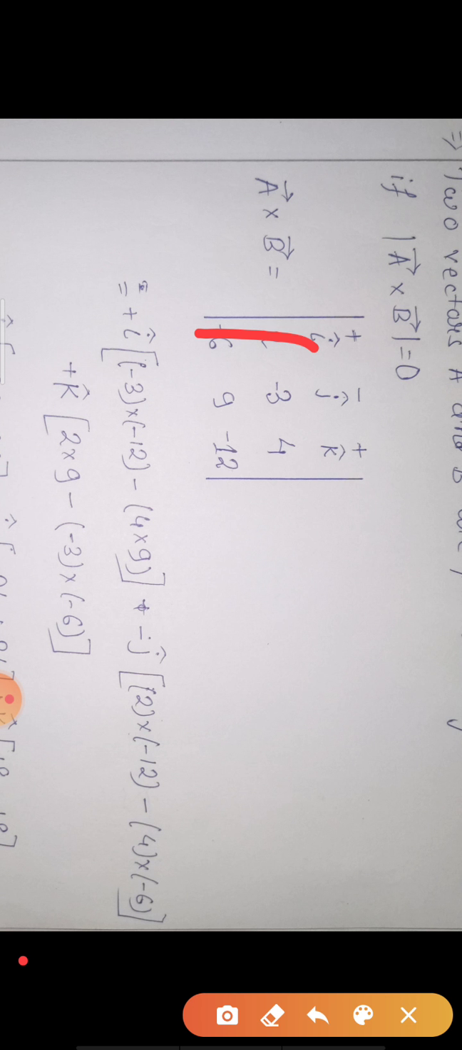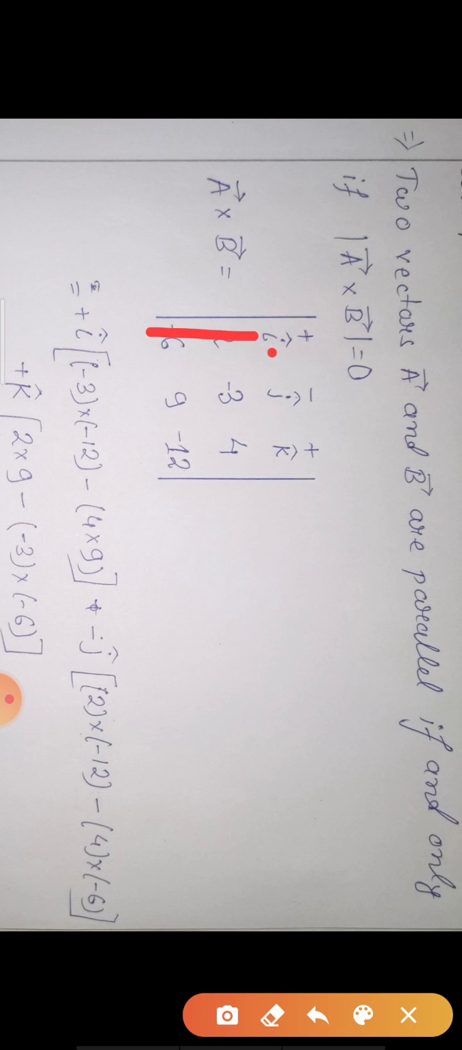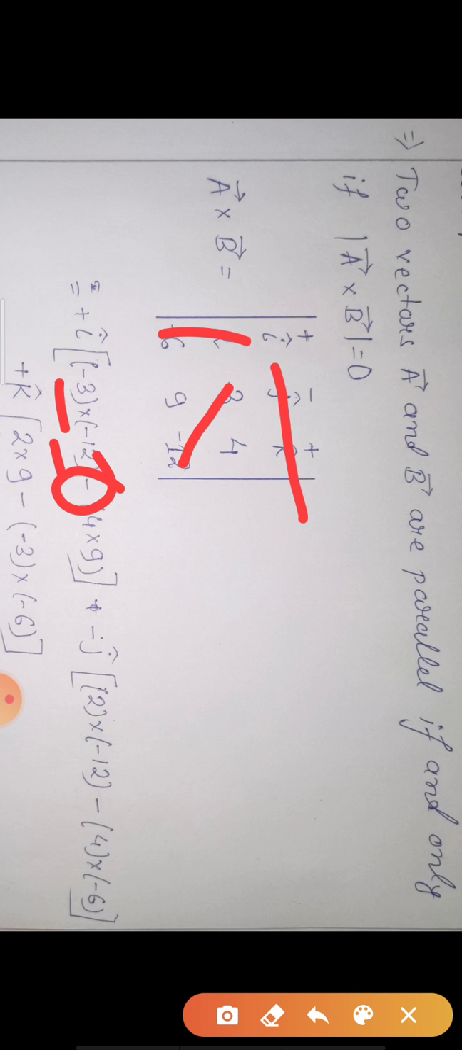This is just like a cross. So you have to multiply in this way. First remove these terms, then multiply: minus 3 into minus 12, then give a negative sign, minus the top right into bottom left, so 4 into 9.